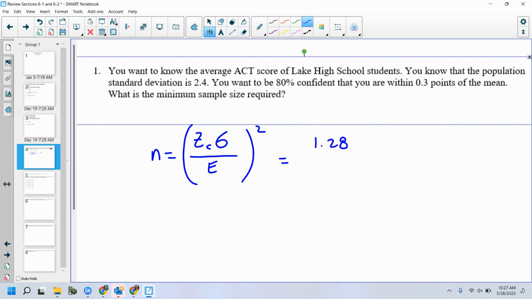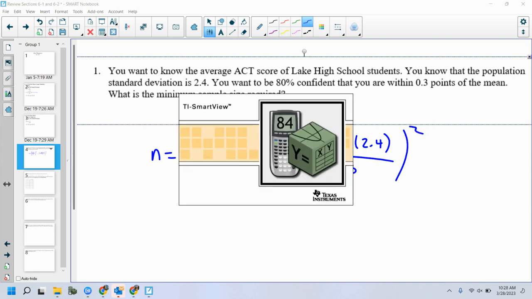Sigma, you know the population standard deviation is 2.4. What is e in this case? What's e? How far away am I okay from being on the mean? 0.3. Your error margin in this case is 0.3, and then we square that. So let's see what that is. Let's run that number there.